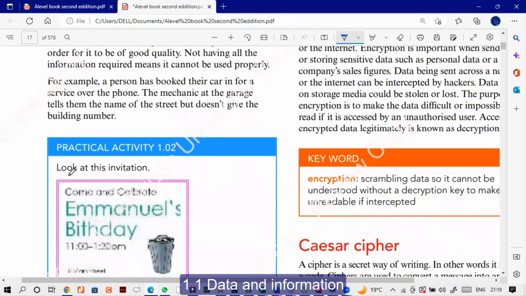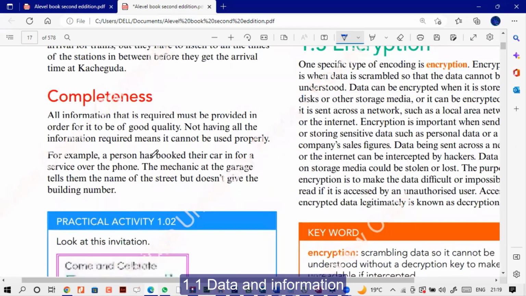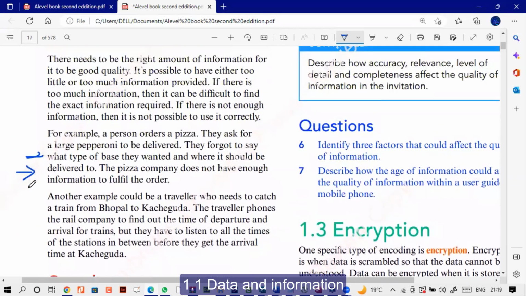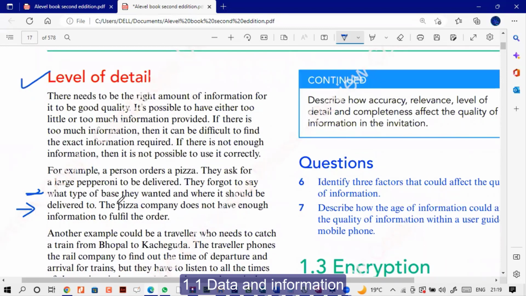Okay, completeness, which basically means, for example, a person has booked their car in for service over the phone. The mechanic at the garage tells them the name of the street but does not give the building number. So data has to be complete as well. Okay, complete and level of detail.